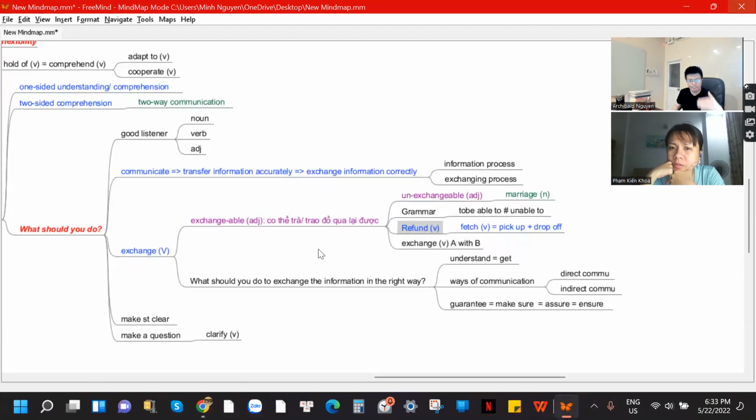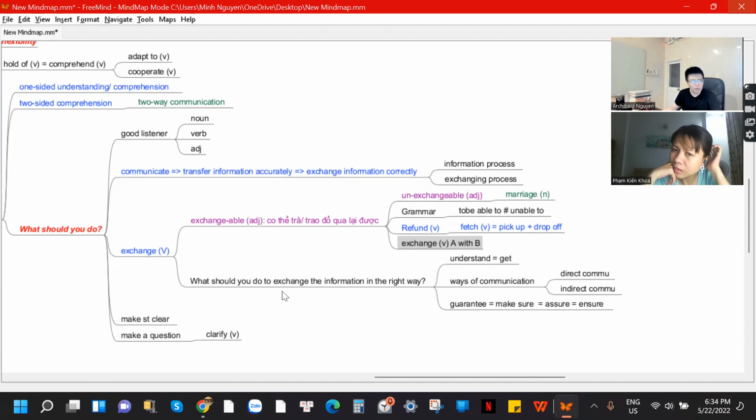So if I use the word refund in the term of it's exchangeable, it means that I already ordered the product, and you already have my money. So right here, I don't want the product anymore. I will exchange the product with my money again. Give me back my money, you get your products back. That is also an exchanging process.